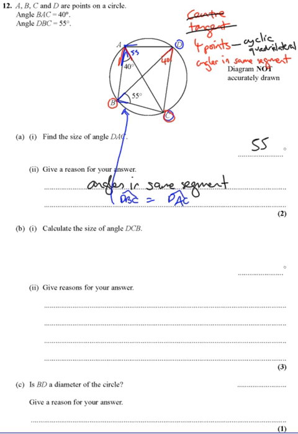DCB, right, now this is a bit more tricky. No, that's 55. Now, DCB is the angle here. And because we've got the 4 points on the circumference, we can look at the angle opposite and see if that helps us. Well, that angle is 40 plus 55. So if that total angle is 95, then it's going to be 180 minus 95, which is 85. So the reason for that is cyclic quadrilateral.